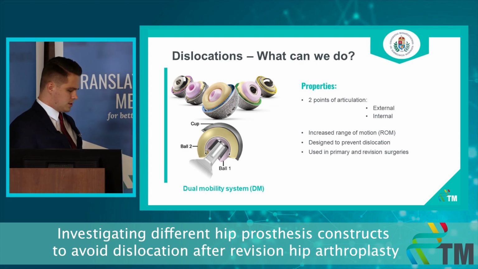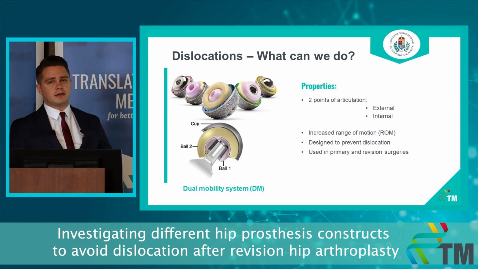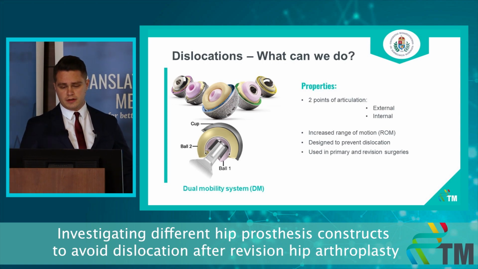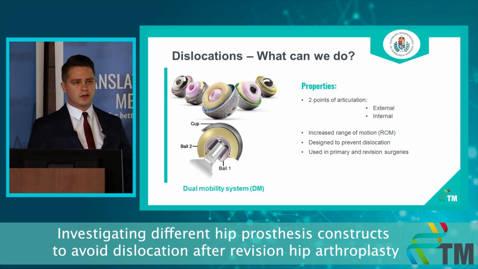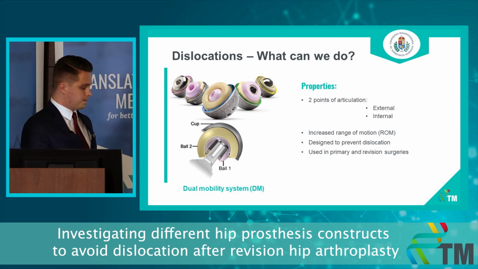One of the options is using a dual mobility design. Here you can see an example of a dual mobility acetabular cup. It has 2 points of articulation, an external and an internal. It has increased range of motion, and it is designed to prevent dislocations. And it is used in primary and revision surgeries as well.